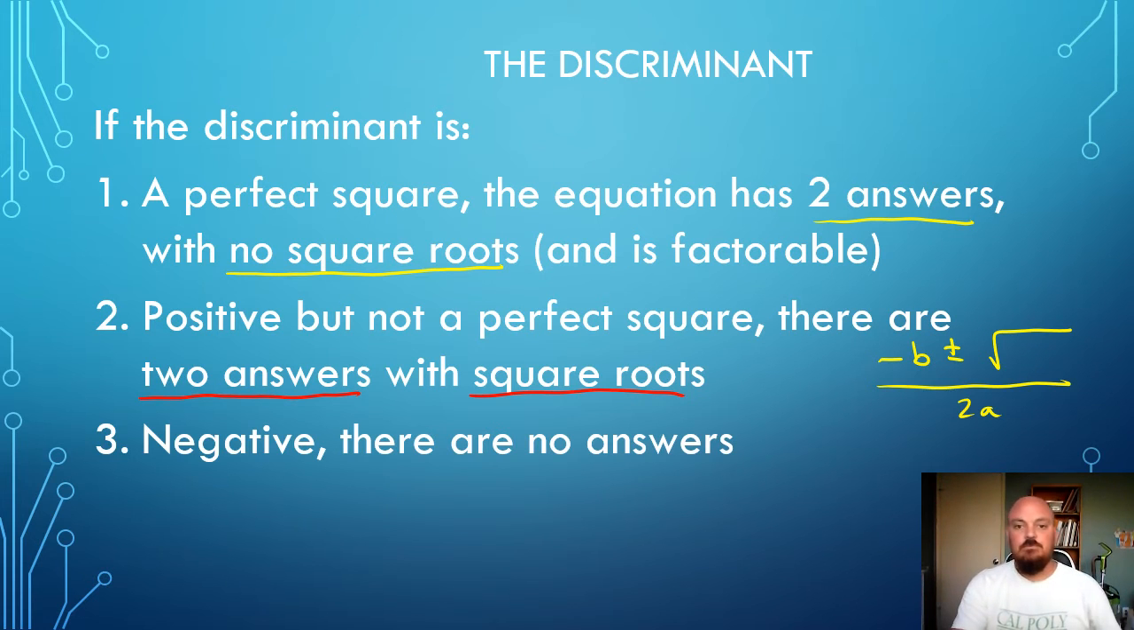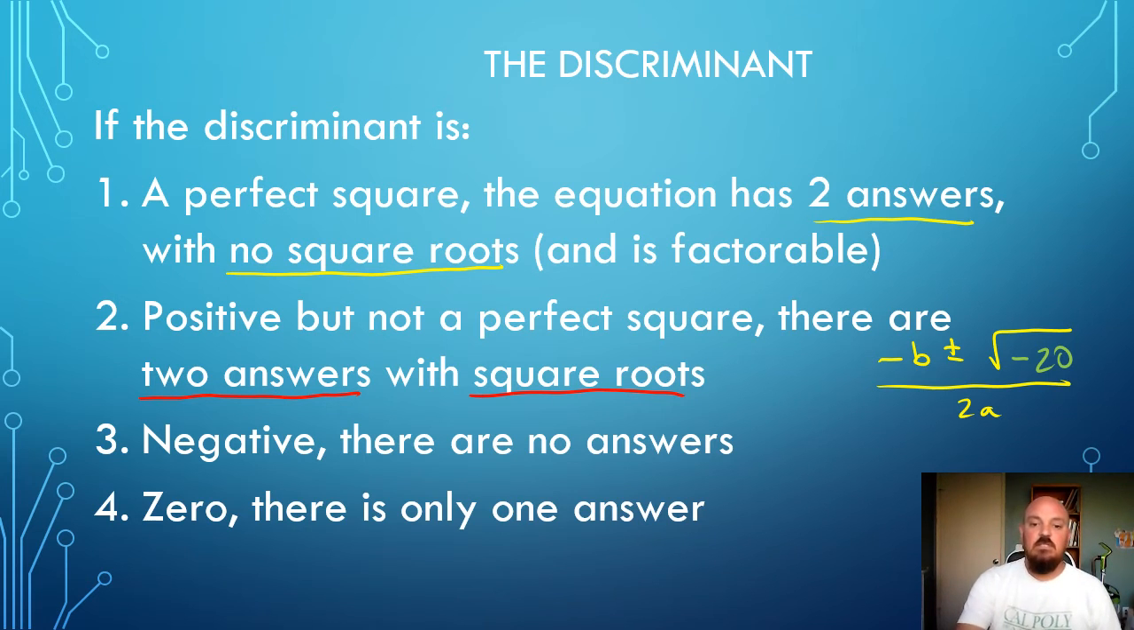Third choice. This is the one I told you guys about on the last slide. If the discriminant comes out as any negative number, let's say I get a negative 20 right here, I don't even need to do the rest of the question. The square root of negative 20 means no solutions. You can't do that. No real numbers. So if you get any negative number at all, there's no answers.